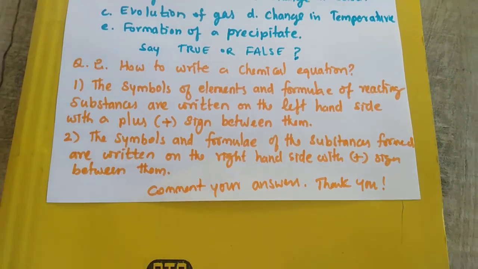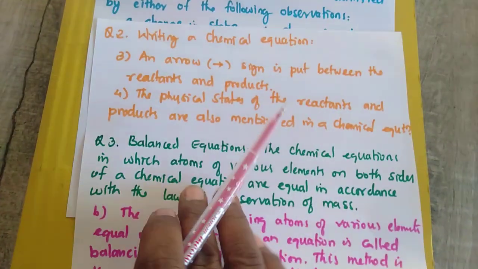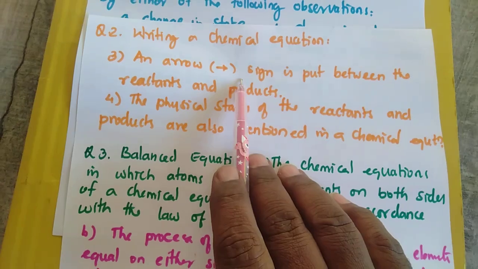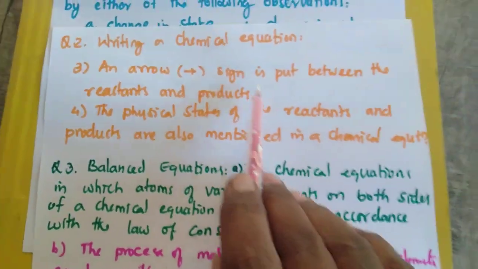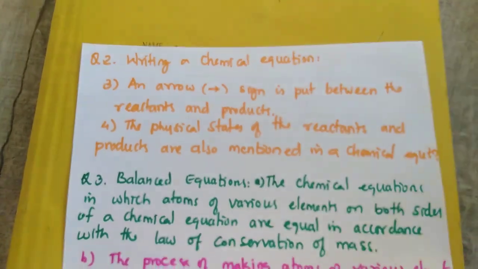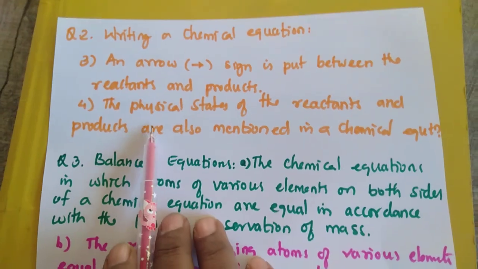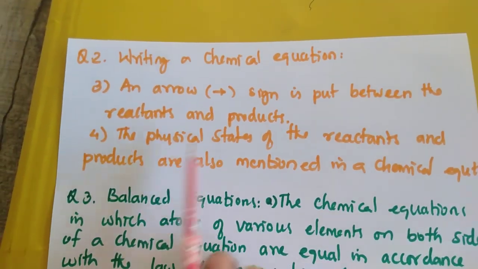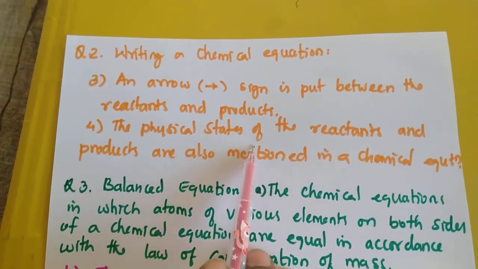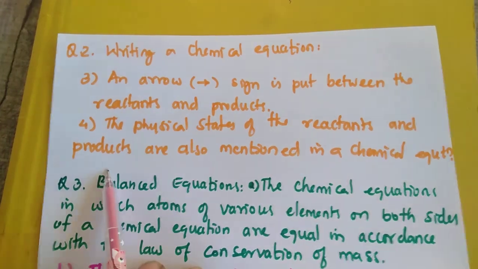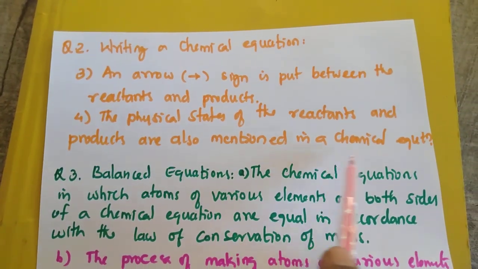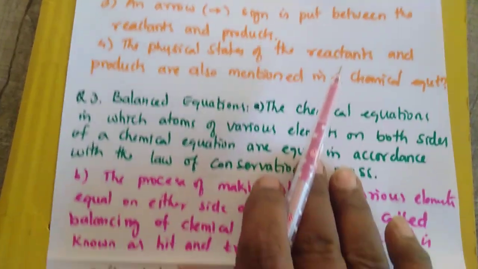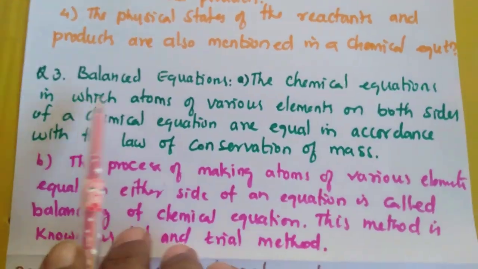Next, an arrow sign is put between the reactants and the products. The next point is that the physical states of the reactants and products are also mentioned in the chemical equation.